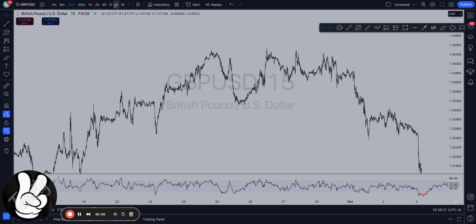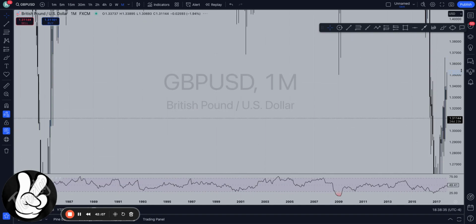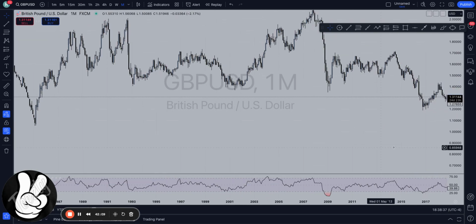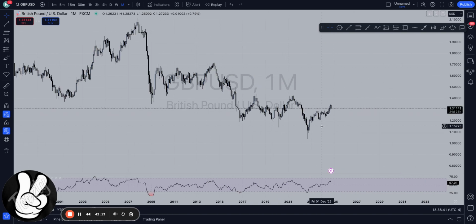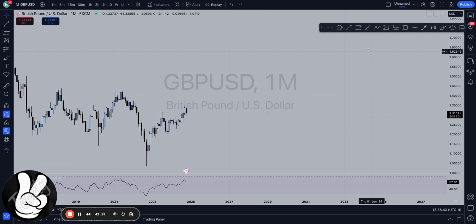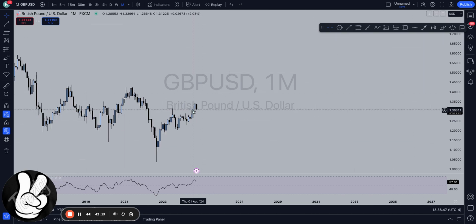With GBP USD, let's go to the monthly time frame. Had this big move down. The last 3 months has been bullish as hell. We're starting this candle out bearish. That's okay because this is the monthly time frame, and monthly time frames could take forever to form.